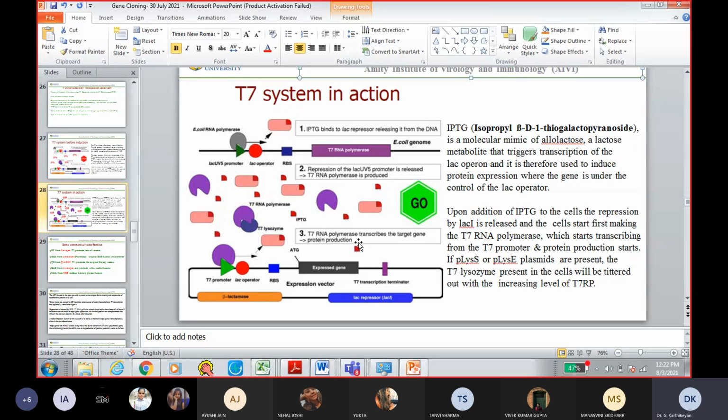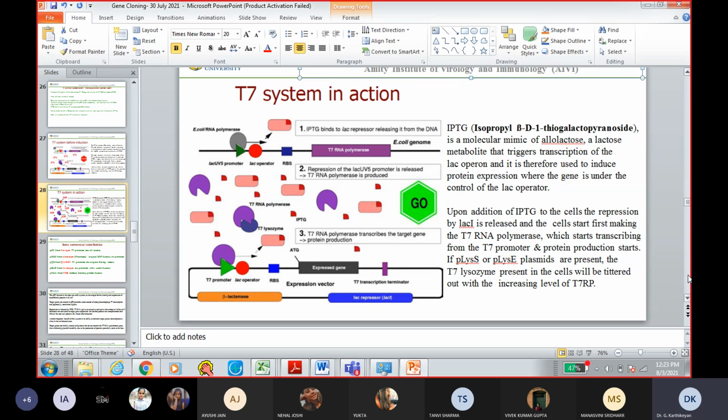You can add lactose, but typically lactose will get metabolized, so after a while the expression will stop, right? That is why you add IPTG, because IPTG is a non-hydrolyzable form of allolactose. So as long as the IPTG is there, the gene will keep on getting induced. Did I make it clear why we use IPTG rather than lactose?